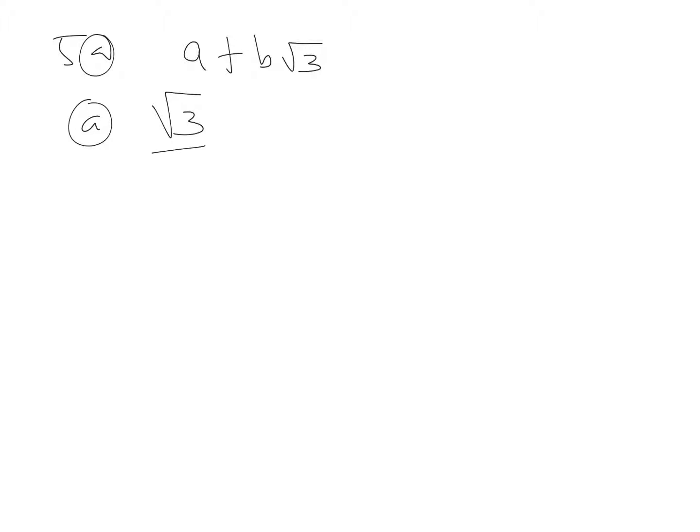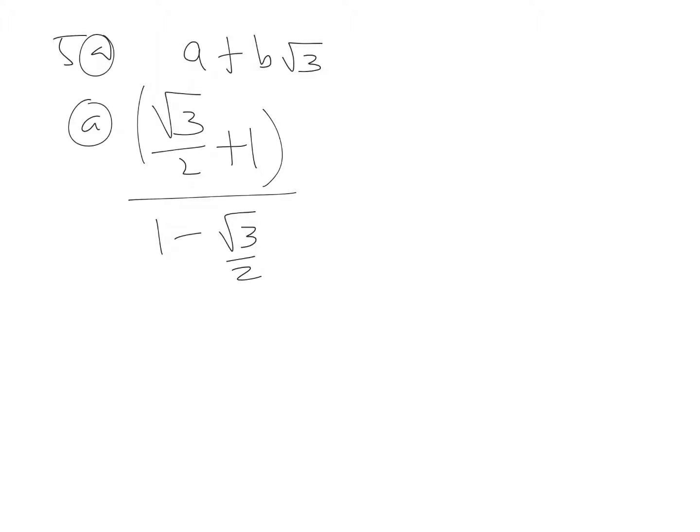Now let's look at question number 5, part A. So 5A requires that we write in the form of a plus b square root of 3. That's the form that we're looking for. And so the very first question, part A, is root 3 over 2 plus 1 and 1 minus root 3 over 2.